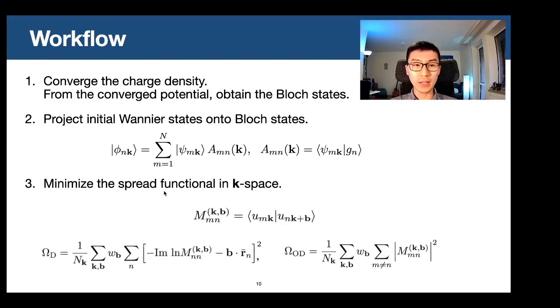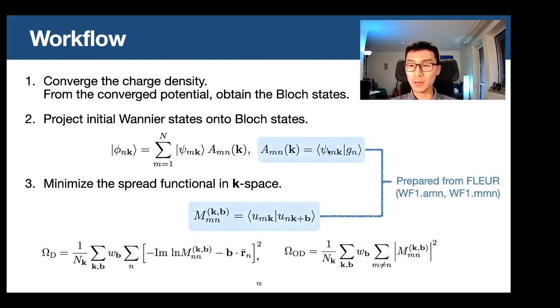For minimizing the spread, basically we have this k-space derivative, but because we are working on a discrete k-mesh, we need a finite difference expression for that, and what we need is this M matrix. So the M_mn matrix for the overlap and the A_mn matrix for the initial projection should be provided from the DFT code such as FLEUR.